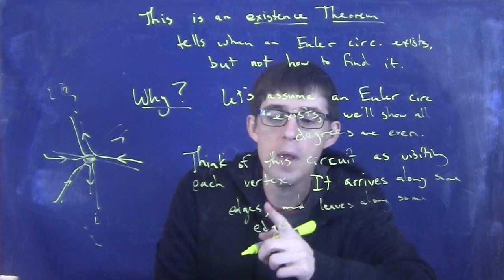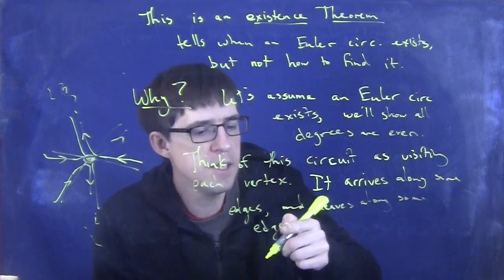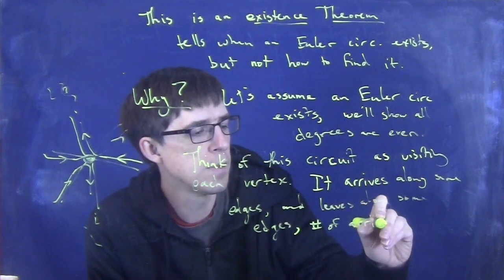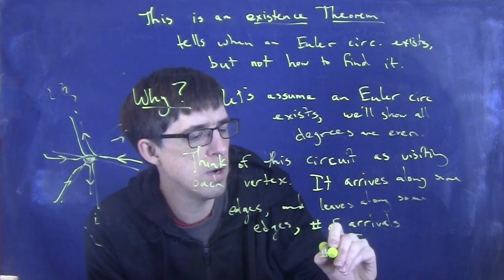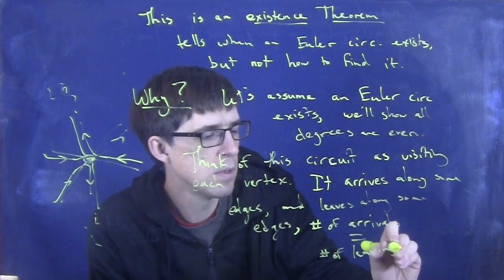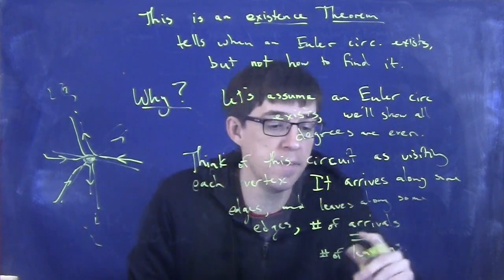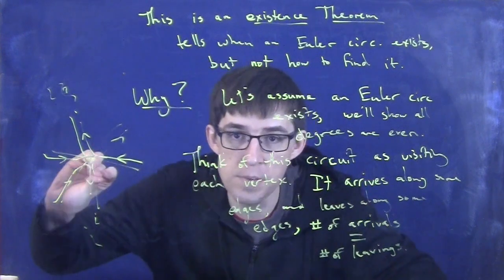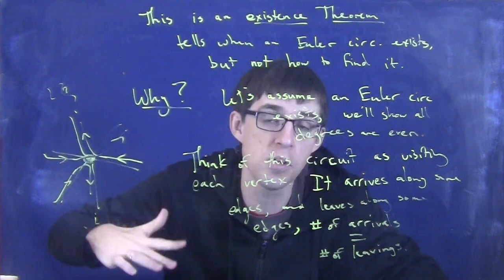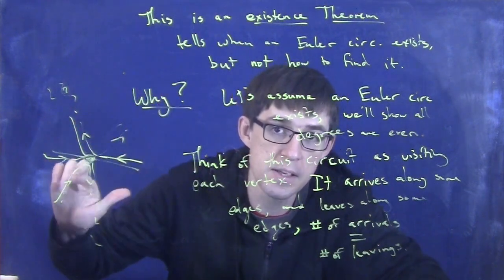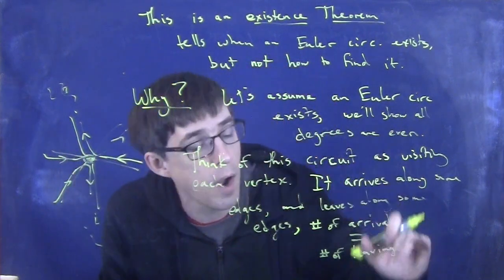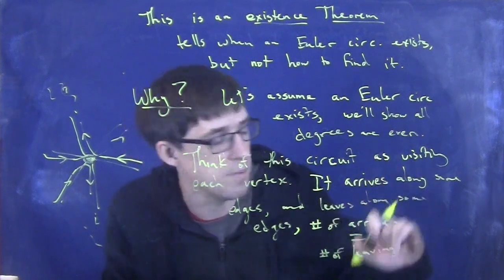This is a circuit. So it arrives along some edges, and it leaves along some edges, and the number of arrivals is equal to the number of leavings. And that means there's an even number of edges. These are the same number. It arrives a certain number of times, and it leaves the same number of times. And so if it, say, arrives 3 times, it has to also leave 3 times, for a total of 6 edges that hit that vertex, right? Whatever it is, it's got to be even. It's not possible to be odd. If it were odd, you couldn't break it into half and half arriving and leaving, right? It has to be half and half.